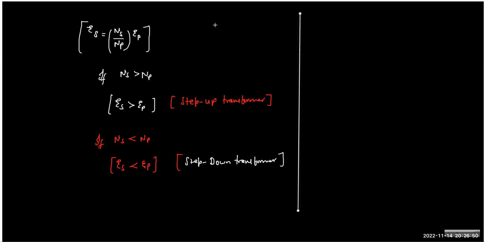And the last scenario, if NS equals to NP, then ES equals to EP, then what is the purpose of such a transformer? But before that, what could be the name? It is called 1:1 transformer. So then what's the point? Yeah, that's interesting. The way a transformer is designed, it gives isolation to two separate electrical circuits.